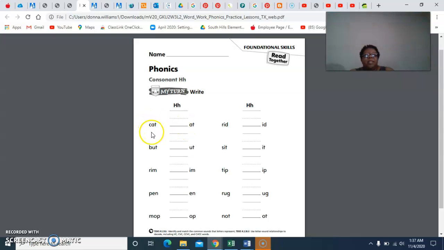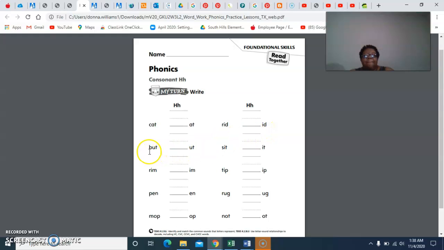So I have the word cat, and if you put the H here, what would the word be? So it would be at, hat. Next one, id. If we change the first sound, the initial sound, to the H and we had id, what would the word be now? So we would have id, hid.